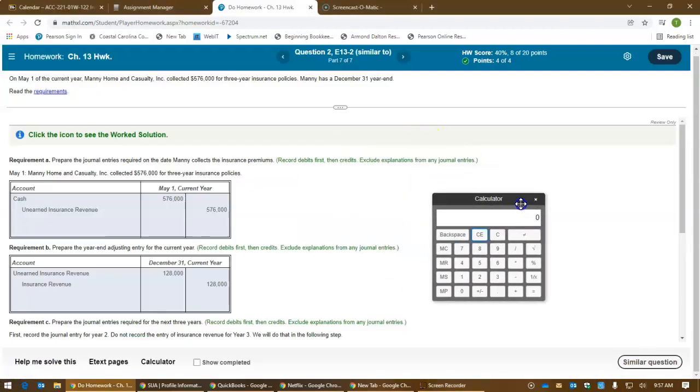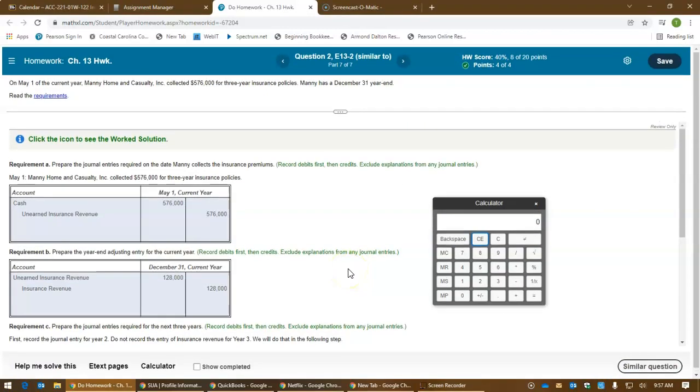For this question, it is an unearned revenue question. Specifically, it's an insurance policy. So on May 1st of the current year, Manny Home and Casualty collected $576,000 for a 3-year insurance policy, and they have a December 31 year end. So requirement letter A, prepare the journal entries required on the date Manny collects the insurance premiums.